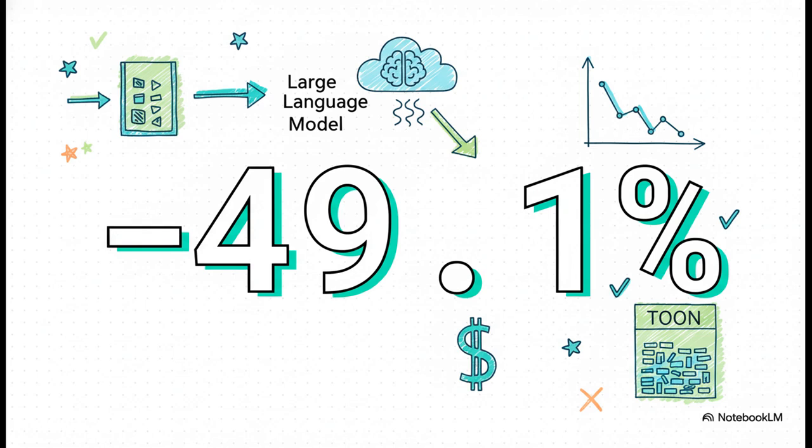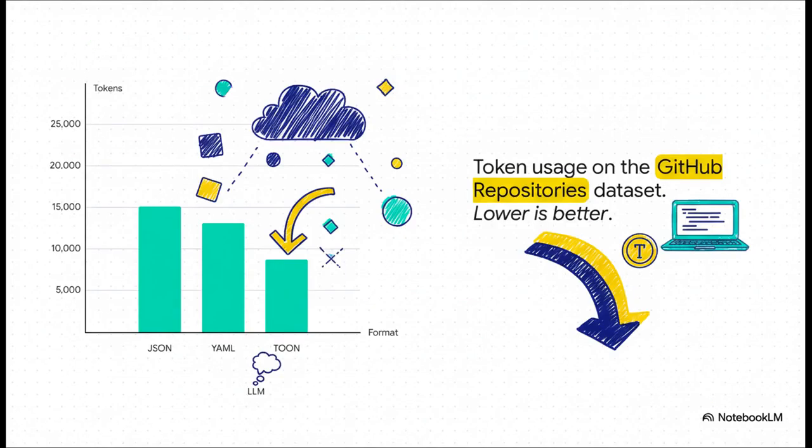Across a whole bunch of different benchmark datasets, TOON delivered an average token reduction of nearly 50%, 49.1% to be exact, compared to standard pretty printed JSON. I mean, that's like cutting your data input bill in half, just gone. Let's make this more concrete.